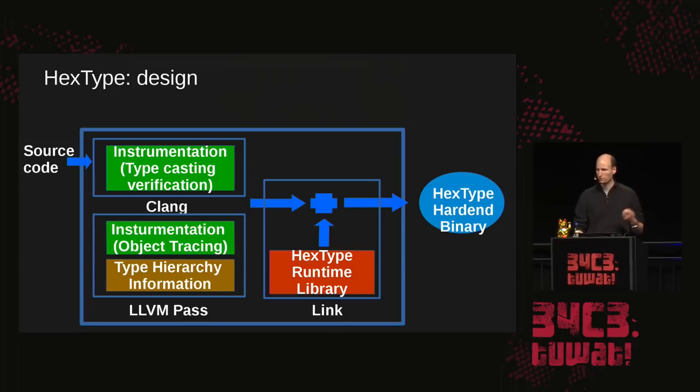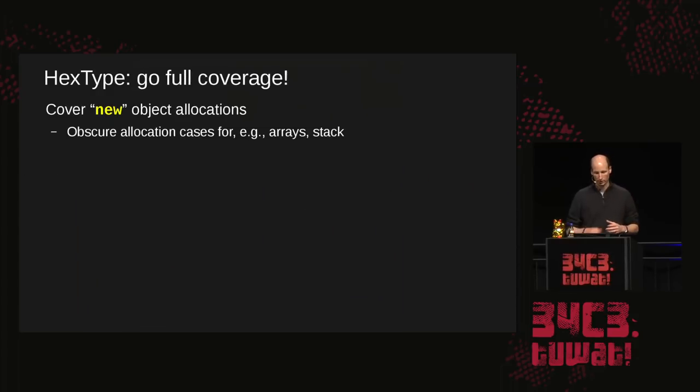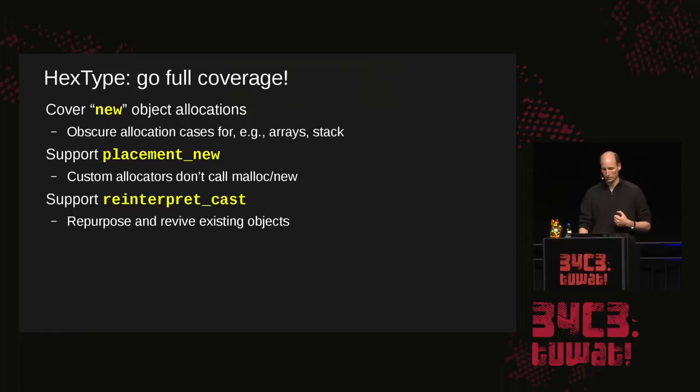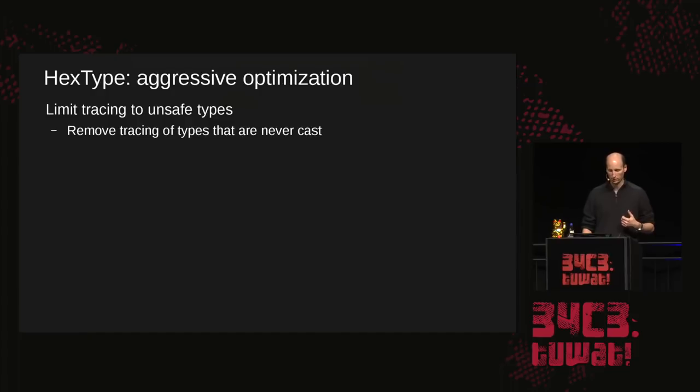Compared to some prior work, you may know UBSan, which does the checking for polymorphic types only. This allows us to check every single type cast that is out there, for static casts and for dynamic casts, to do this fine-grained checking. We cover new object allocations, we cover placement new, we cover reinterpret cast, and a bunch of other things, right? So we've worked very hard to compile real software, including Chrome, Firefox, and other systems.